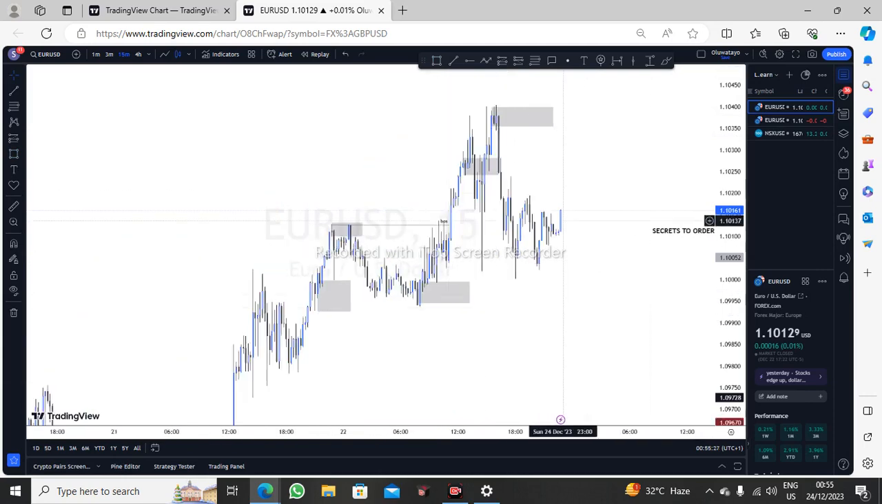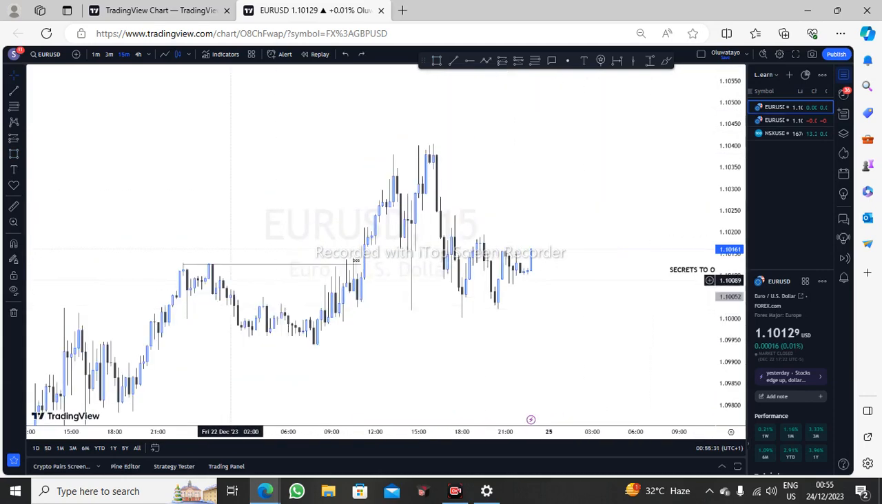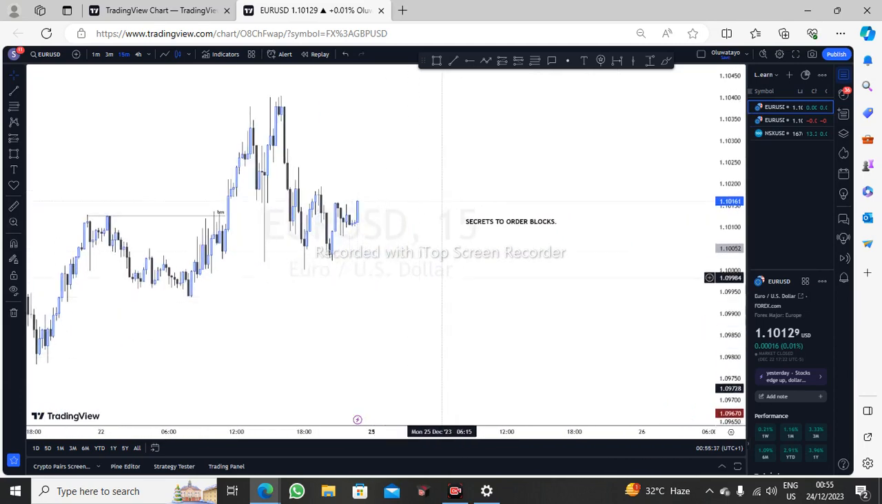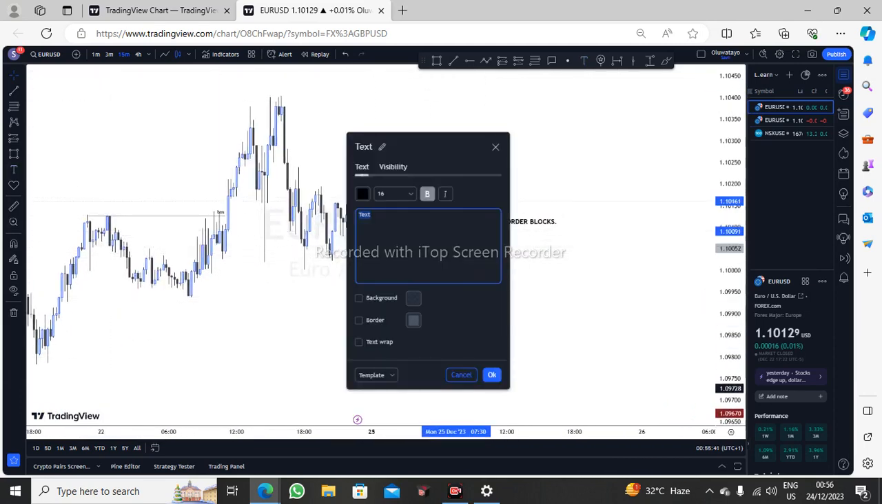Now we don't want to randomly trade order blocks in the market. We want to understand how to identify high probability order blocks. I'll be giving you some keys that will give you confidence in high probability order blocks.